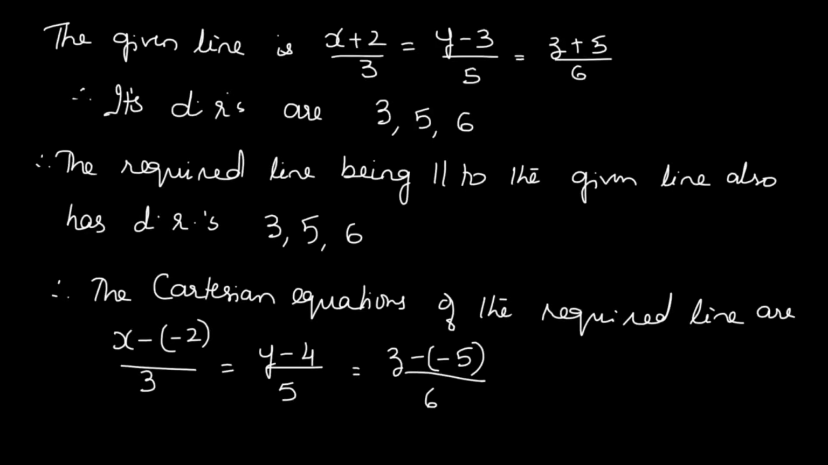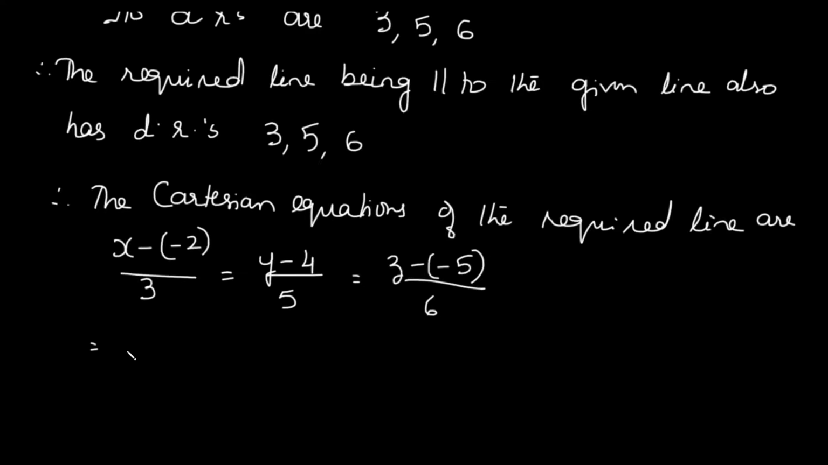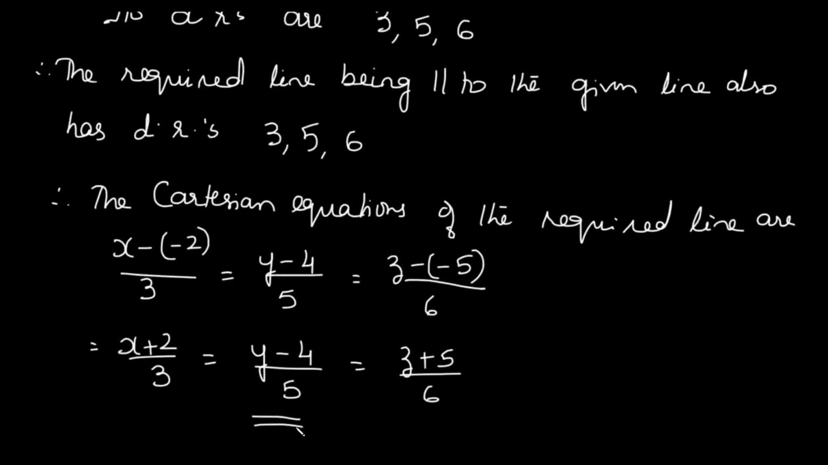Okay, then we can also modify this and write it this way, that is x plus 2 upon 3 is equal to y minus 4 upon 5 which is equal to z plus 5 upon 6. So this becomes our answer.